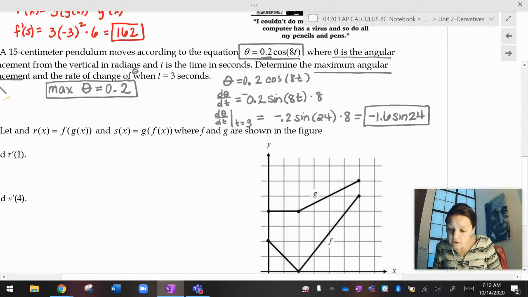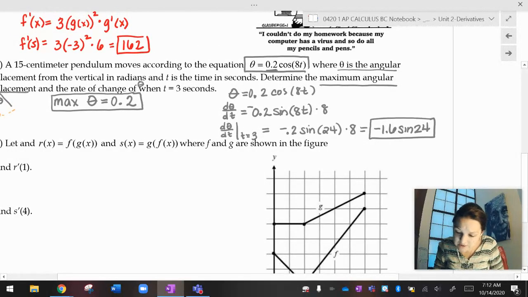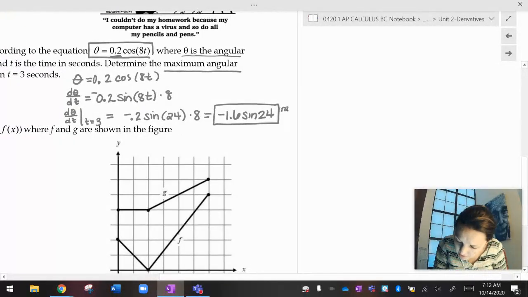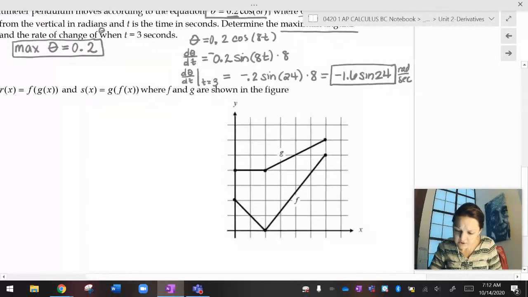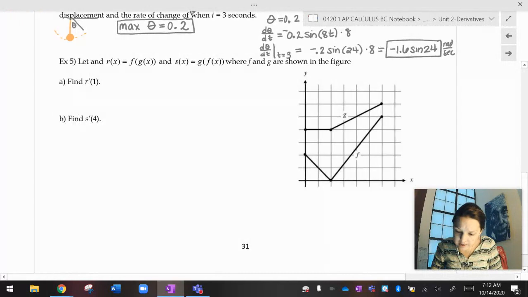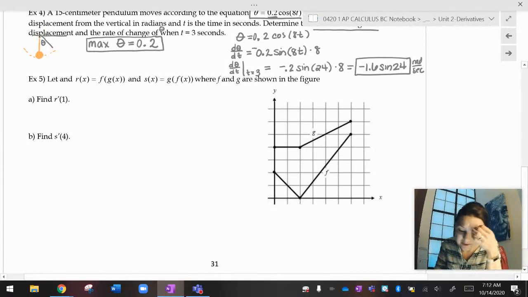Now, what if I wanted units here? If I wanted units, I have theta units over t units. And theta is in radians and t is in seconds. So that would be radians per second. And there's my answer.